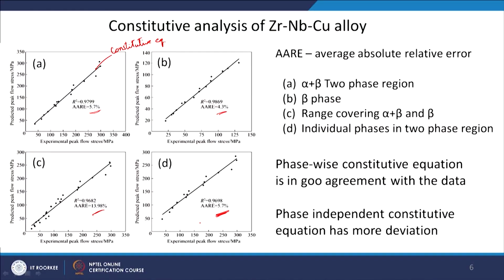So, this told us that phase-wise constitutive equations are in good agreement with the data, whereas a phase independent constitutive equation has more deviation from the actual values. So, when we are developing this constitutive equation, we should take care of this phase information also.